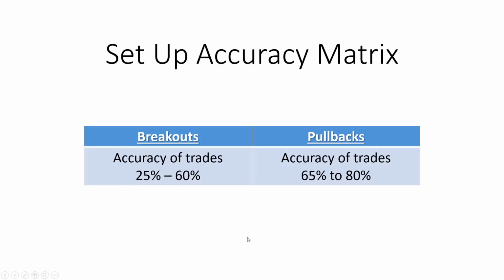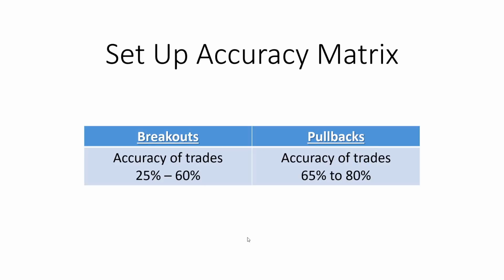If you were to look at this setup accuracy matrix, you would find that the breakout has an accuracy of between 25 and 60%. That's accuracy on winning trades, while pullbacks have accuracy between 65 and 80%. Now, if you recall, when I mentioned breakouts, I explained that the shorter your time period before the breakout, the lower your percentage of winning trades.